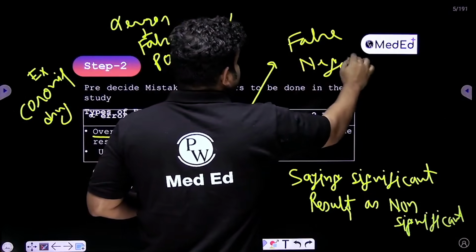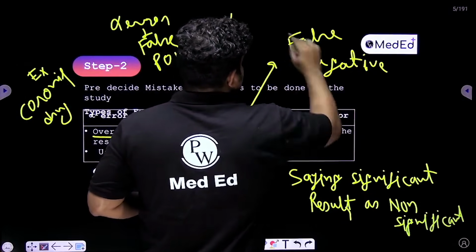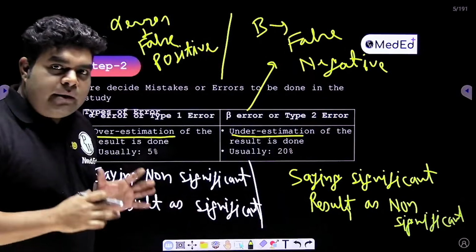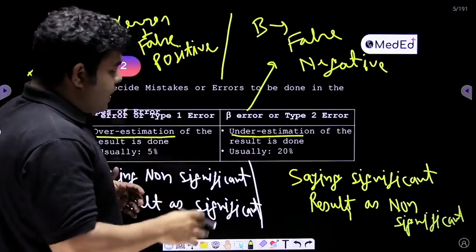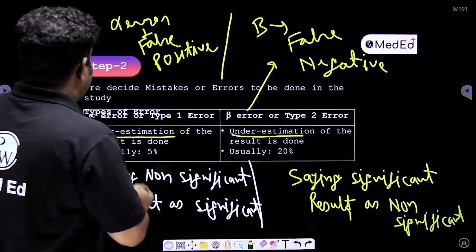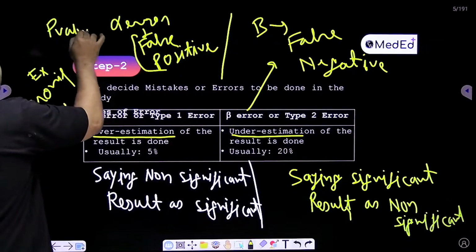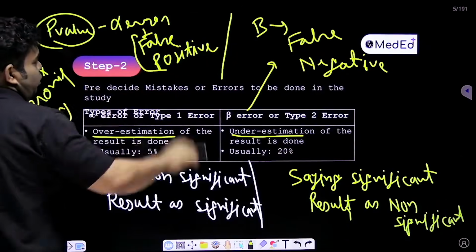When you say that you are actually not significant, that is beta error. And it's very important to know alpha and beta error, because we will later learn that alpha error and p-value have the same meaning. So both mean false positive.